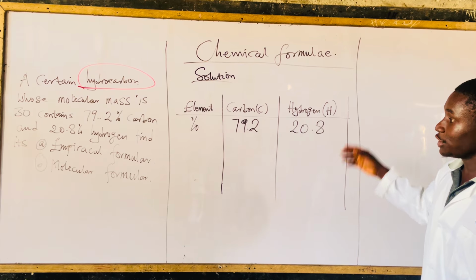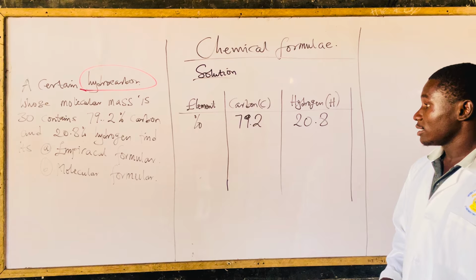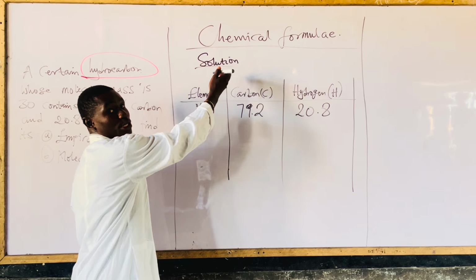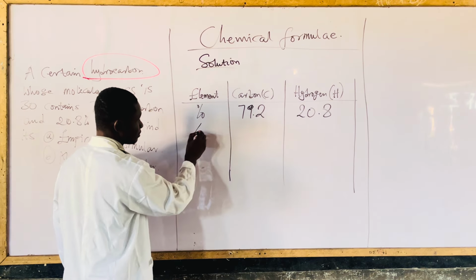20.8% what? Hydrogen. So now to get our empirical formula, we have to divide the percentage by the relative atomic mass of the carbon and that of the hydrogen.